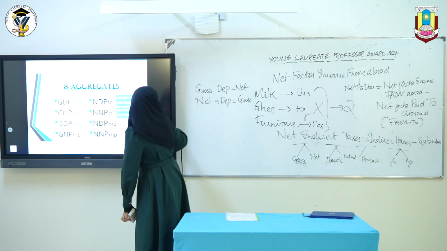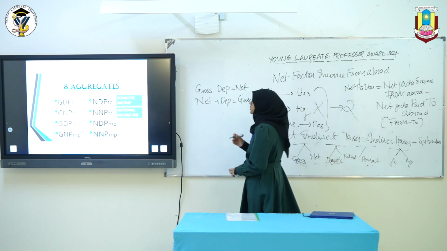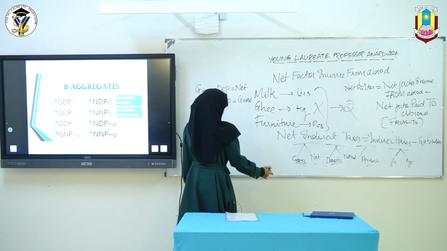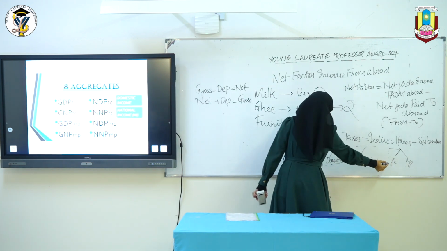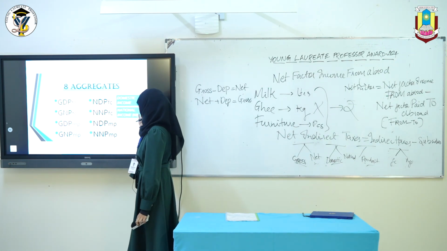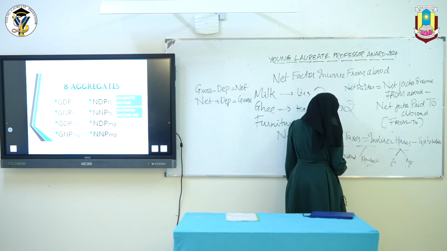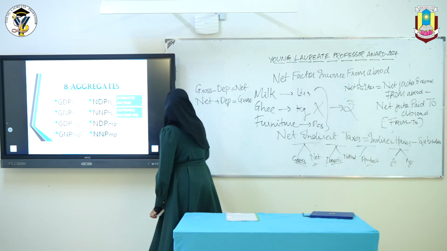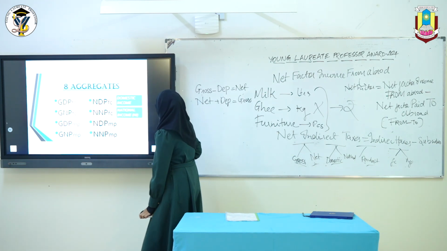So moving on to the net, we take net domestic product at factor cost, which is NDP-FC, which is also called domestic income, and then net national product at factor cost, which is NNP-FC, which is also called national income. Then net domestic product at market price, which is NDP-MP, and net national product at market price, which is NNP-MP.